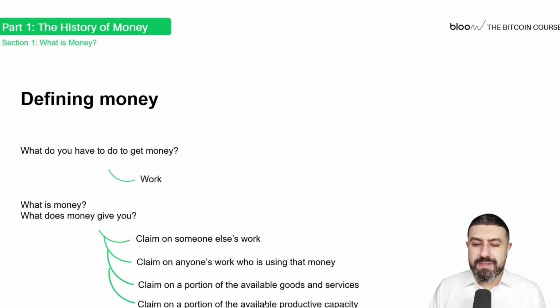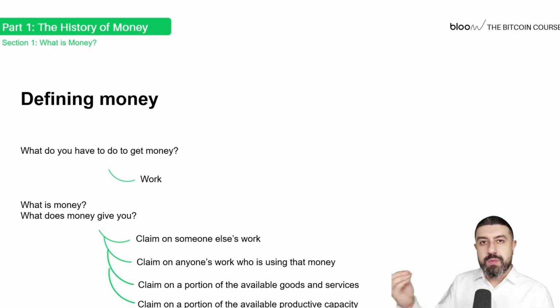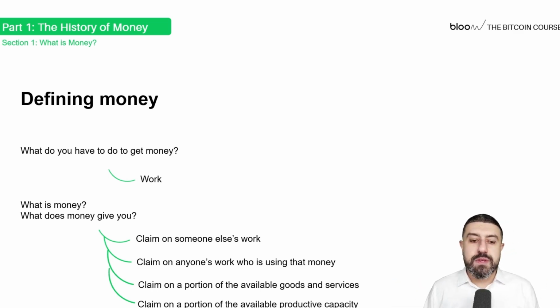Available productive capacity is just a fancy way of saying goods and services and anything else that can be used to create goods and services. It's an economical way of saying that. So it's really a way of saying everything that's available. So when you work to earn money, you can then turn around with that money, and that money gives you a claim on anything that's available. So that's what money is.